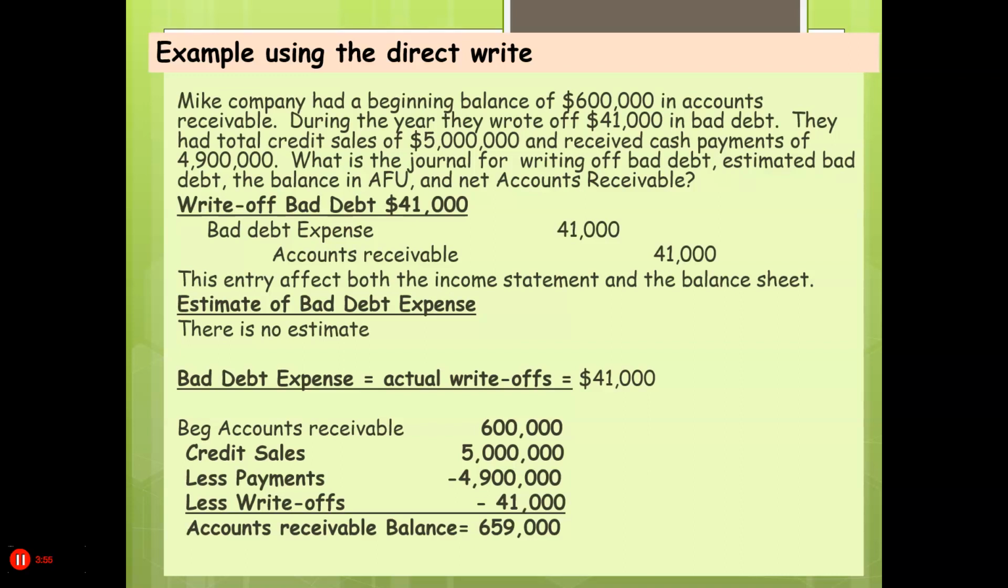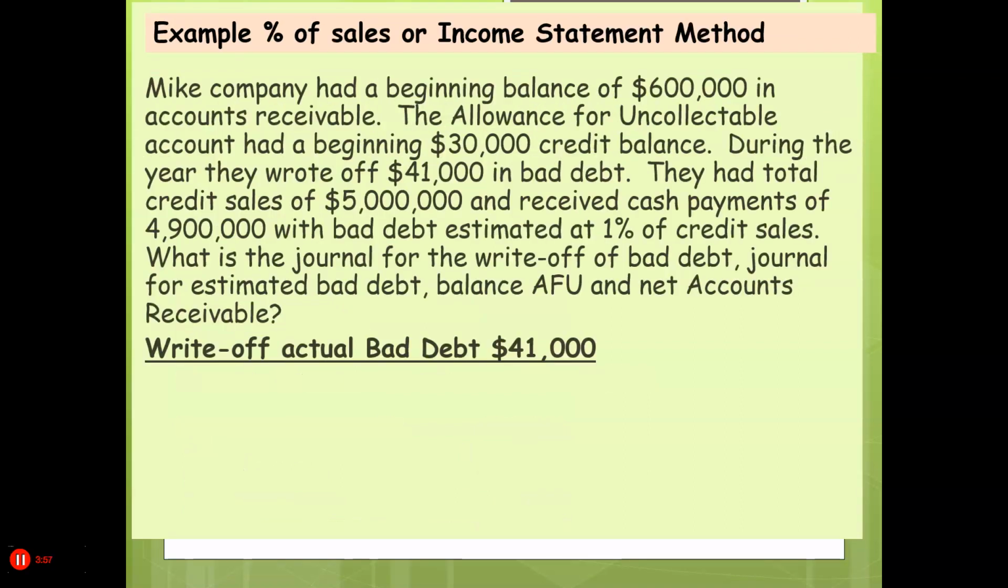Now let's look at percentage of sales. First, we know that in the allowance account we have a beginning balance of a $30,000 credit, and that is the normal balance of that account.